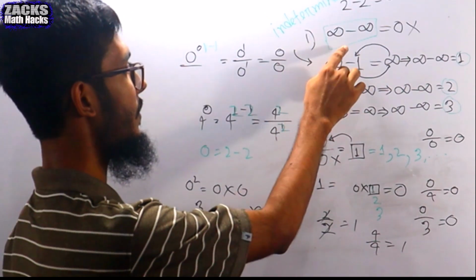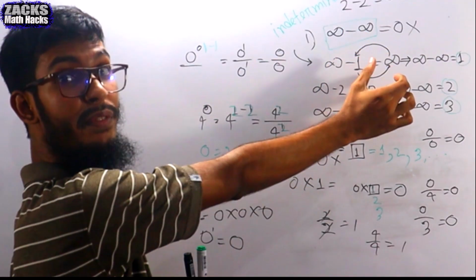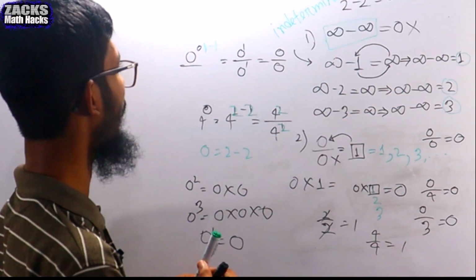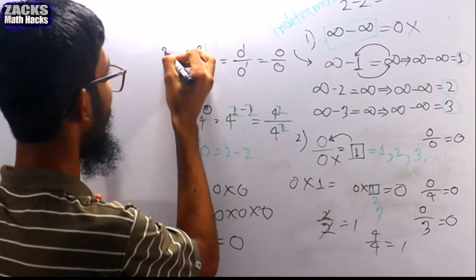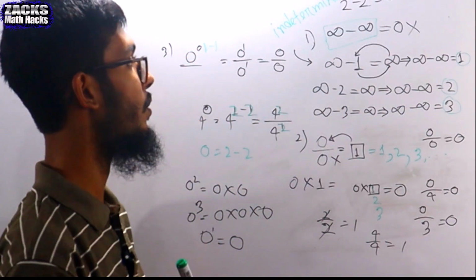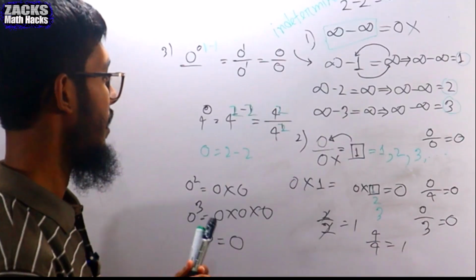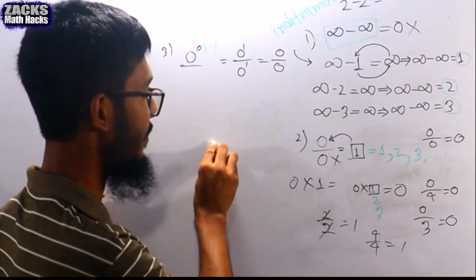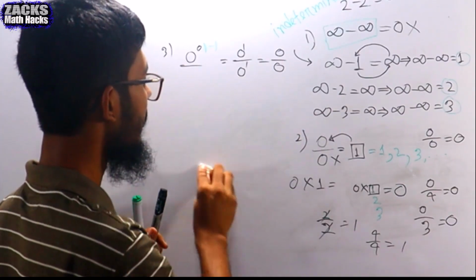I hope before that, you got this point. What is the value of infinity minus infinity? What is the value of 0 divided by 0? And now you got this point. What is the value of 0 to the power 0? This is also an indeterminate form. Okay, but what is the concept of undefined actually? Let me explain this one very briefly.